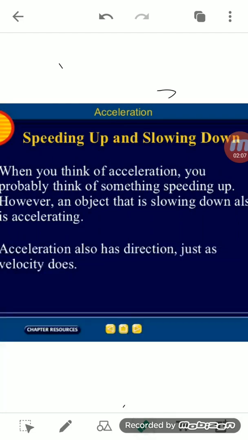Since we are seeing here that acceleration is what? Changing the velocity upon time. So velocity is a vector. Velocity shows the direction, and the acceleration that is taking place is in the direction of the velocity, and therefore acceleration is a vector quantity. It means it has a magnitude as well as a direction.